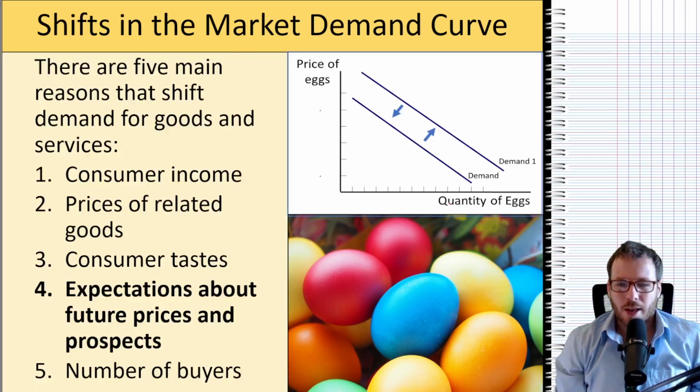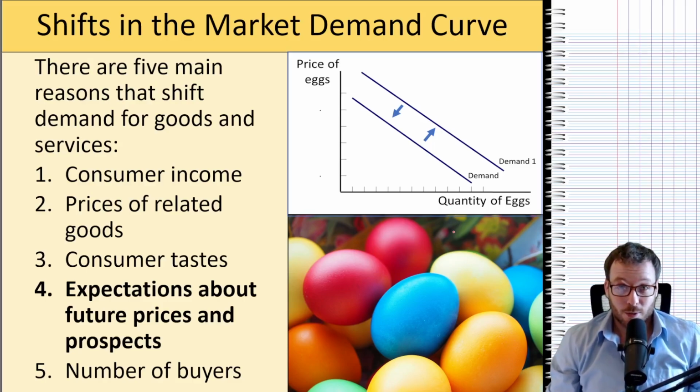Number 4, expectations about future prices. If you believe the item you buy is going to go up in value later, are you going to buy more now? Of course you are. What if you believe it's going to go down in value later? You wait. Pretty simple concept, right?